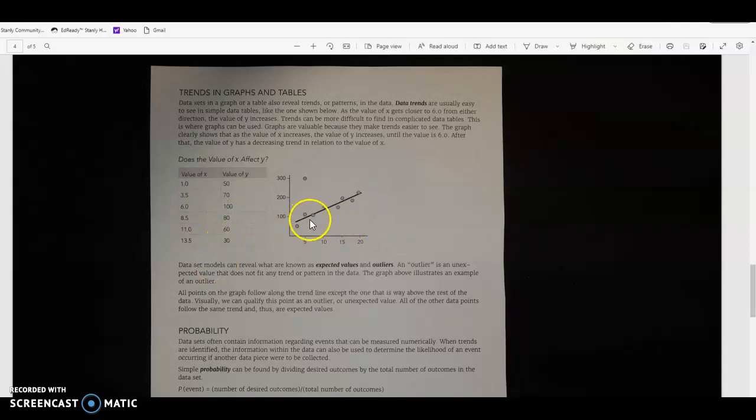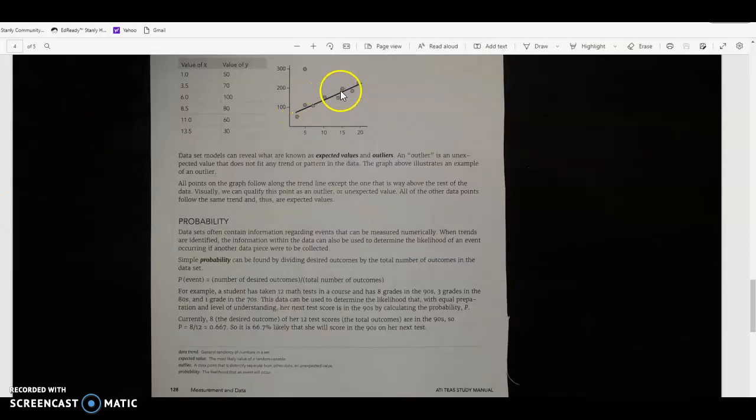And so we can look at this graph and see our expected values, or the ones that we expect to see in a graph. They're the ones right around the straight line, but the outlier, which is this one way out here, is an unexpected value that does not fit any trend or pattern in the data. You may have an outlier in some graphs, sometimes you may not. But all the points in the graph fall along the trend line except this one outlier that is way above the rest of the data. So not all graphs will show a trend, and not all graphs will have an outlier. Once you understand what the trends are, that might be able to give you some information from a graph.